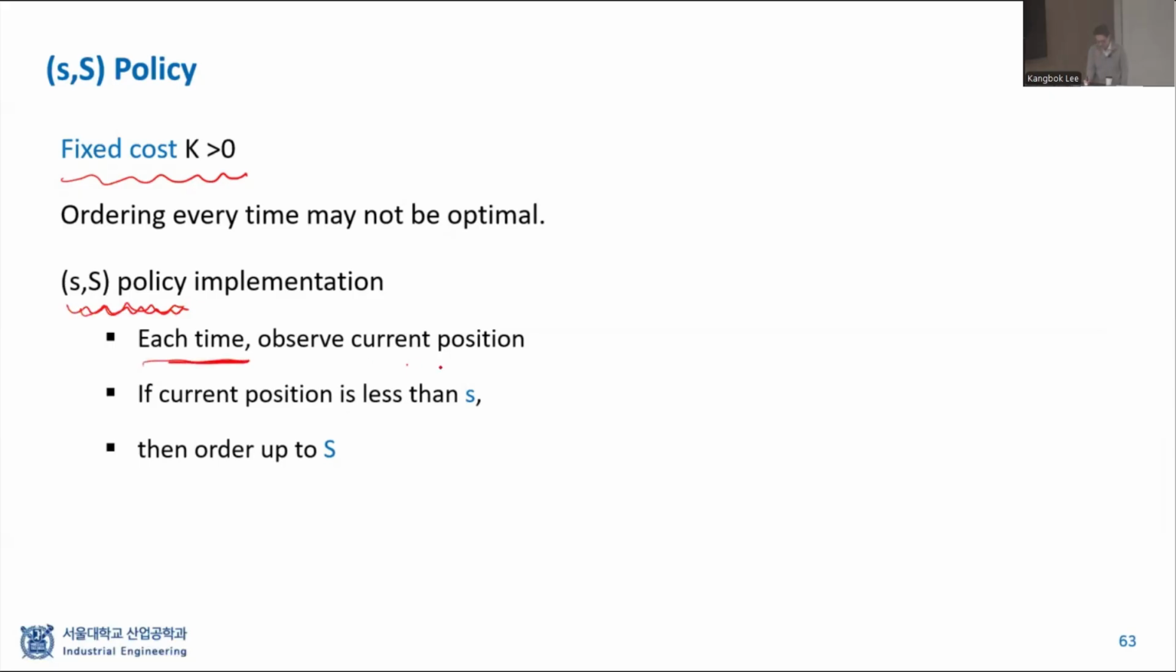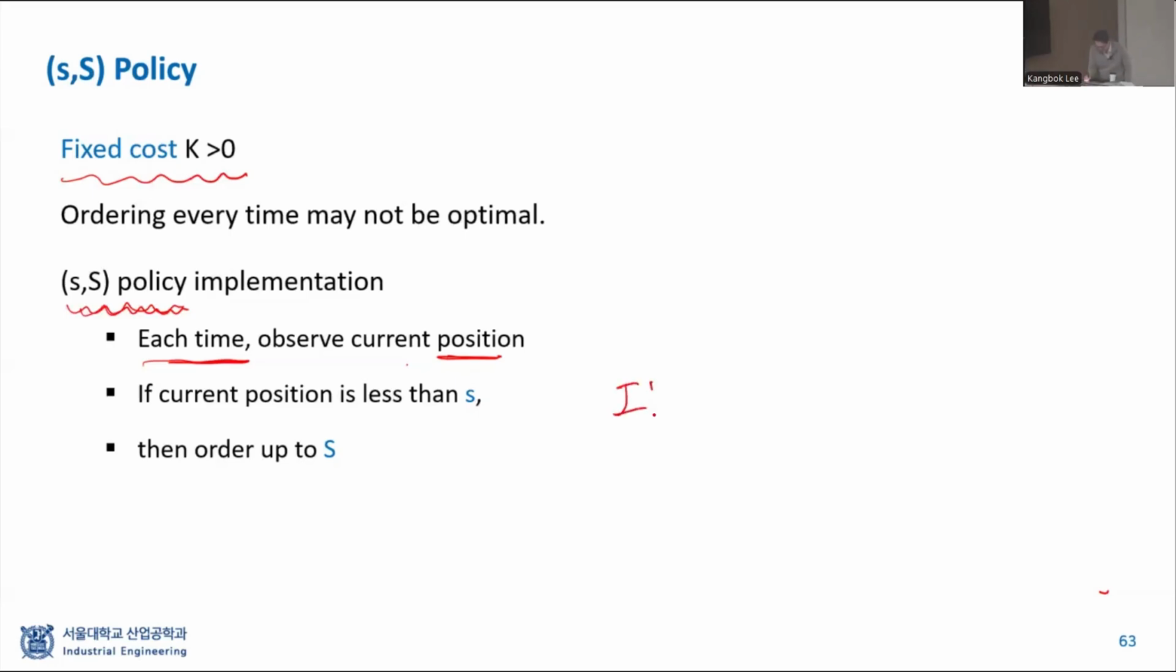Each time we observe the current position. And if my current position is less than s, small s, sorry for my handwriting. In my hand, small s and large S look the same. But that's the same for the printed one, right? It's quite bad because whoever implemented (s, S) used the same character. I don't know why, because it looks exactly the same. So be careful. When I use small s, it's really small. When I use big S, it's capital S, okay?